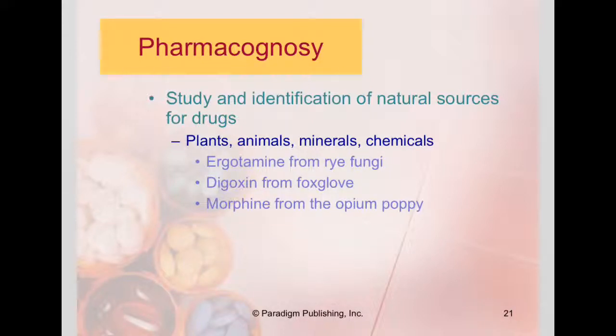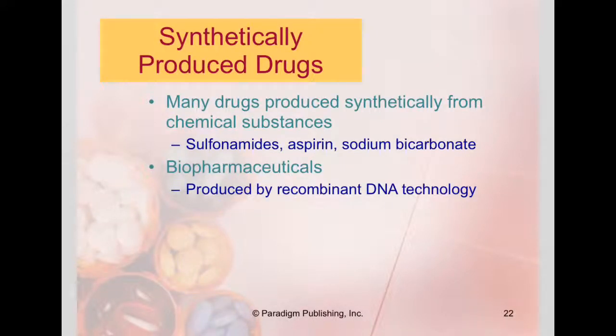These are some of the drugs that come from natural sources. Digoxin actually comes from a plant, as well as morphine. Synthetic drugs are drugs produced synthetically in a lab from chemical substances. Then you also have biopharmaceuticals that are produced from recombinant DNA technology. Those are mainly your clotting drugs, blood factors, things like that. Some of the drugs synthetically produced are sulfa drugs, aspirin, and sodium bicarb.